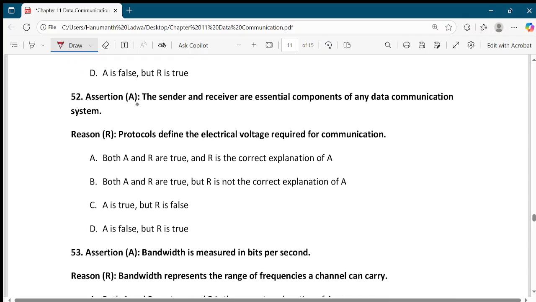Question number 52. Assertion A: The sender and receiver are essential components of any data communication system. Yes, this is true. Reason R: Protocols define the electrical voltage required for communication. Here, this statement is false. Here, you can observe option C, A is true, but R is false, is the right answer.